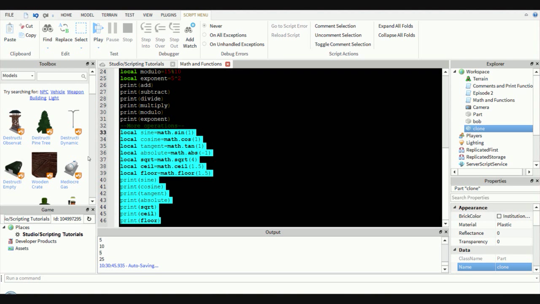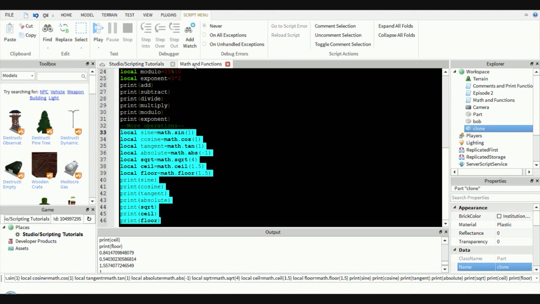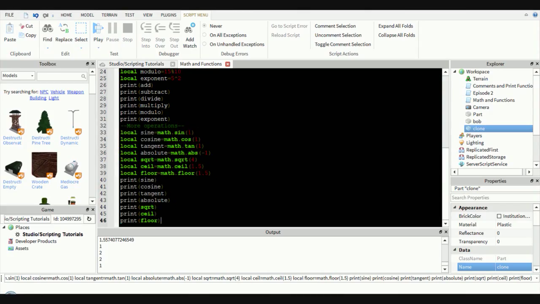Okay, let's go print these out. Okay, so yeah, that's a sine right there, guys. I should have put pi, because pi is what you use for that. So see, the absolute value of -1 is 1, the square root of 4 is 2, math.ceil is 2, and math.floor is 1. But I didn't teach you guys about math.pi yet.